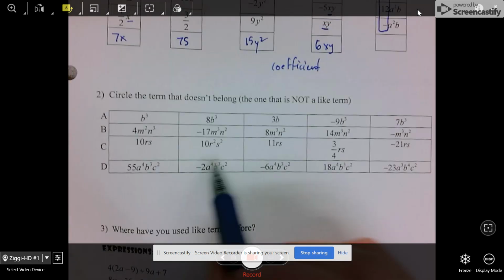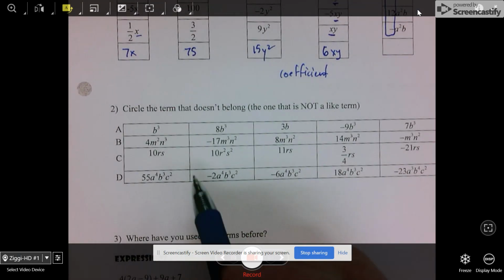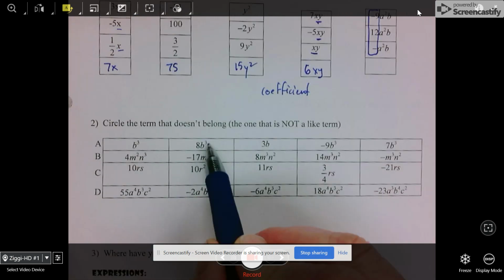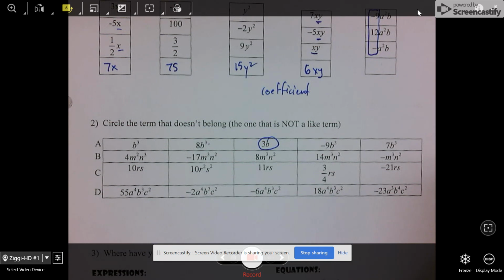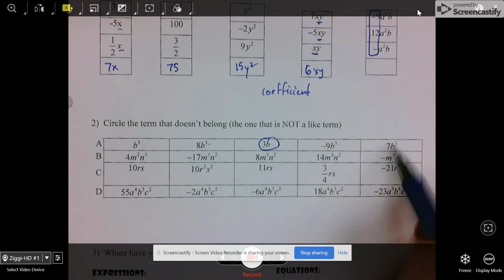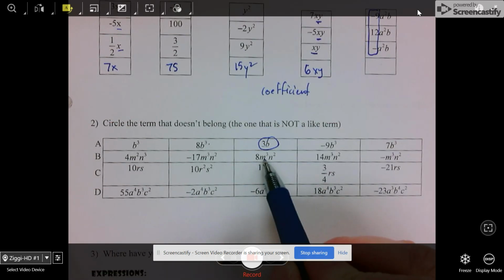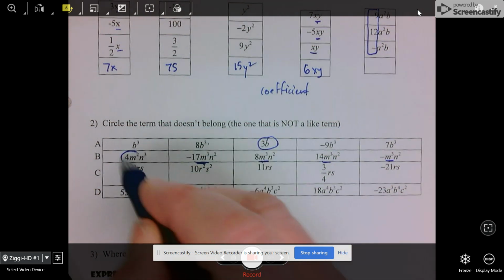Okay, so it says circle the term that does not belong. The one that's not a like term. So in A, I have a b to the third, a b to the third. That's not b to the third. All the rest are b to the third. M squared n cubed. M cubed n squared. So I've got to see if it's like one of these. M cubed n squared. So these are the same. Same. So that one is the odd man out.